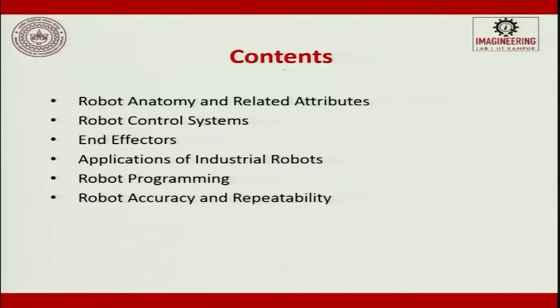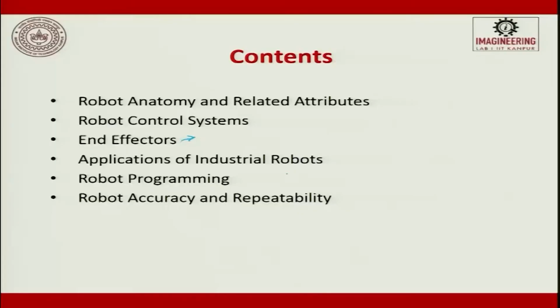So, here the content of this lecture is going to be robot anatomy and related attributes. We will talk about robo control systems and what are the different end effectors. These end effectors play a very important role. For example, we were just discussing about a tree cutting robo. So, you change the end effector, you can use the same robo for multiple applications. So, next is application of industrial robos, then robo programming little bit, and then finally we will talk about robo accuracy and repeatability.